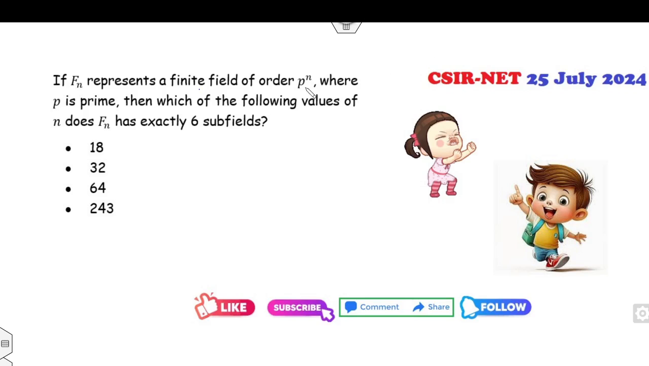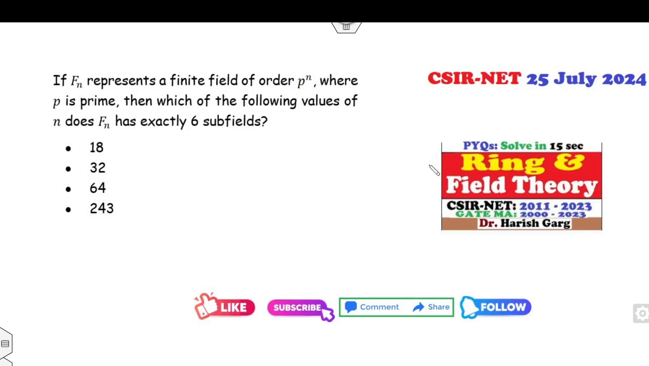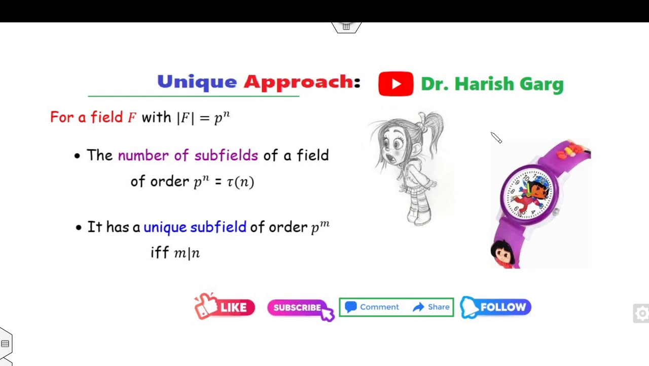Fn is the finite field of order p raised to power n, where p is prime. Which of the following values of n has exactly 6 subfields? I am 100% sure that your reaction after watching this question in the examination will be like, yup, yes. Why? Because you already watched this lecture, which I uploaded just 2 days before the examinations. Why did I upload that? Because I explained the shortcut trick. What is the shortcut trick? As I told you, the number of subfields is the number of positive divisors of n.